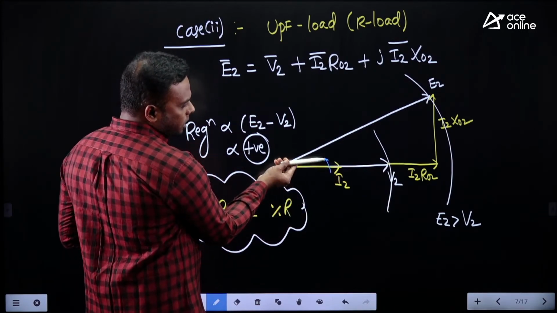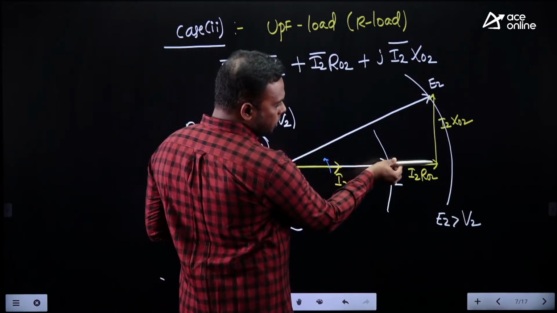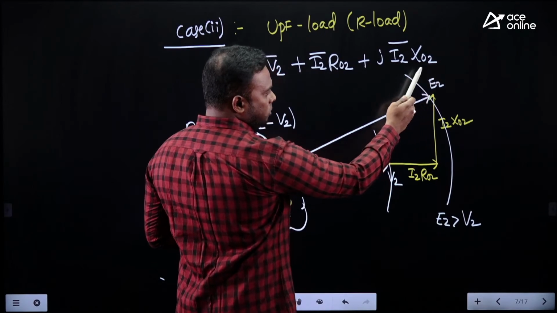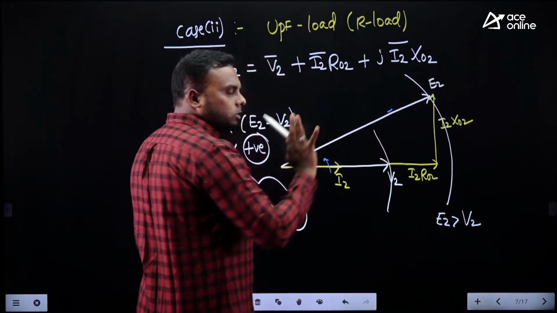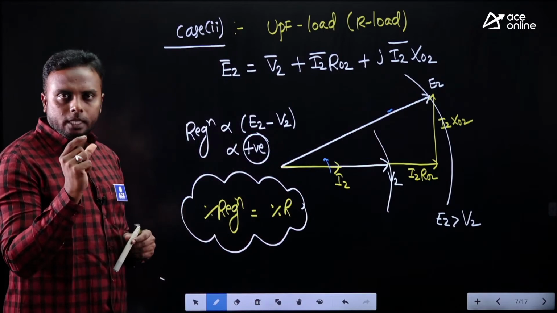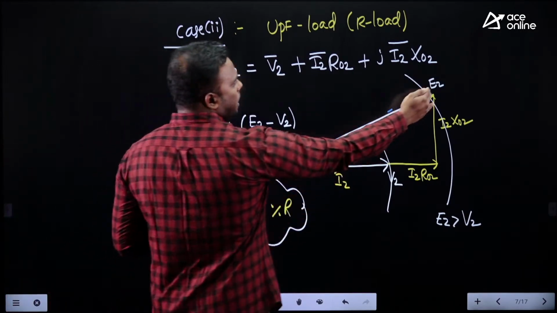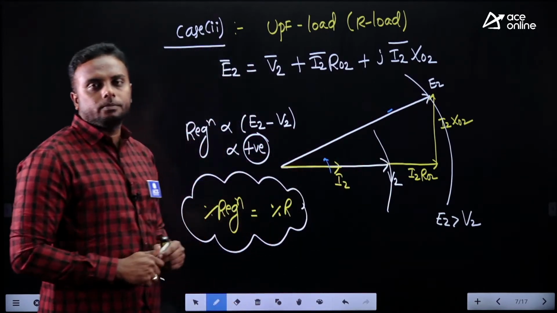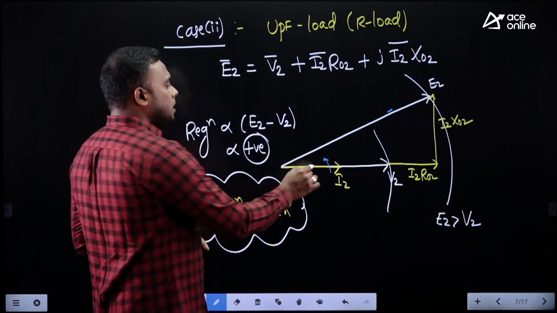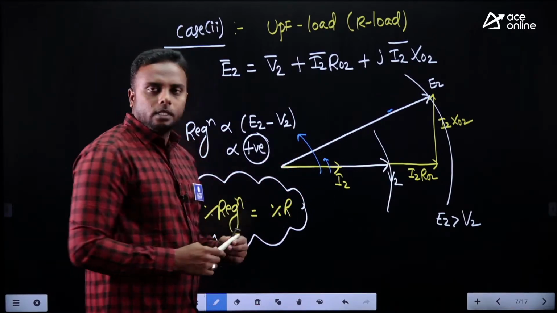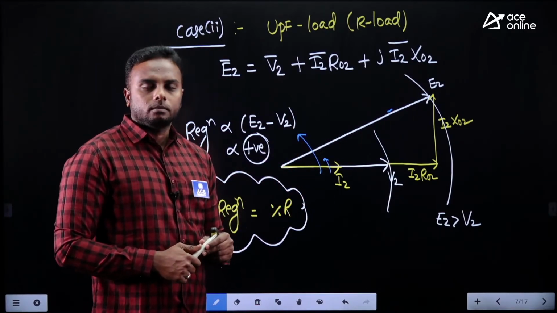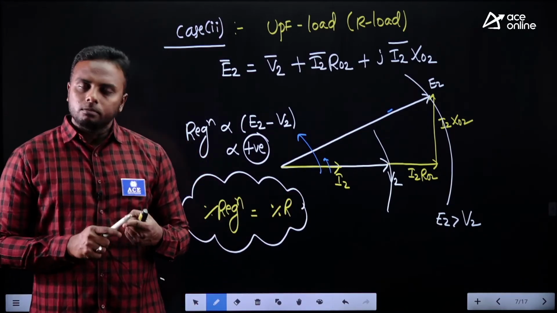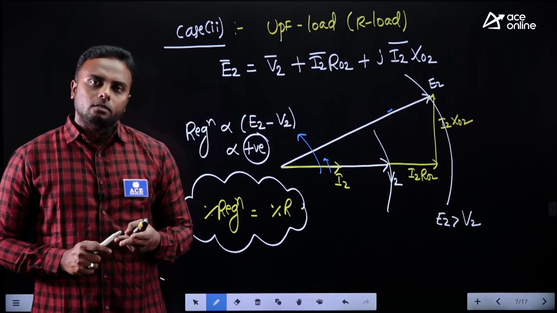Whenever I2 is moving in this direction, I2R02 also will move like this, and I2X02 will come like this. So slowly this E2 will reduce still further. Up to some region we get positive regulation. After that, at one power factor, E2 equals V2, then regulation is 0. And if you move this current I2 more towards leading, we get negative regulation also. In the leading power factor, we will get three types of regulations: positive, 0 and negative.